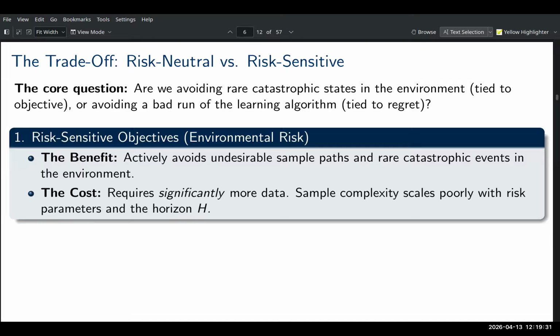So in the learning phase, you need lots of data, and the dependency on the parameter horizon H is very huge. For example, in exponential cost MDP, the dependency on the horizon is going to be exponential if you want to get a good regret.